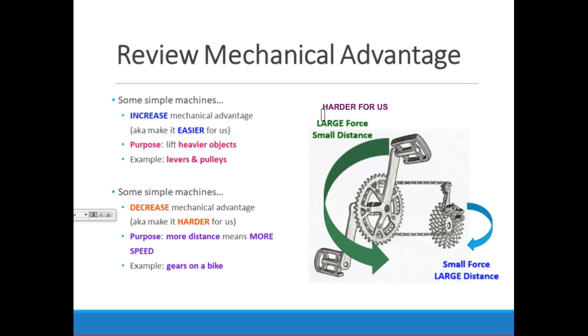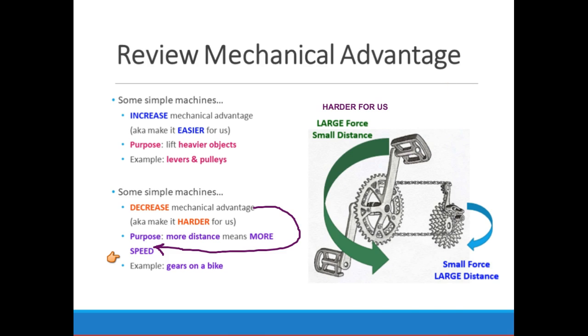But the result is that on the opposite side of our simple machine, the back wheel does the opposite. The back wheel doesn't use a large force, it uses a small force, but the result is it gets a very, very large distance. And if you can move a tire a large distance in a small amount of time, this gives you more speed. So the whole purpose of decreasing mechanical advantage is so that we can get more speed. Smiley faces if that makes sense. The only reason we make it harder for us is so that we can get more speed and go faster.